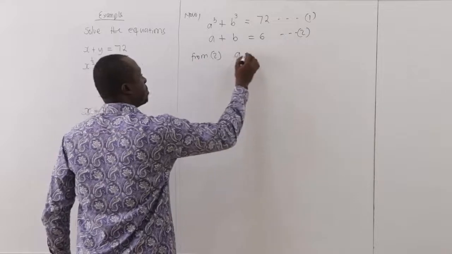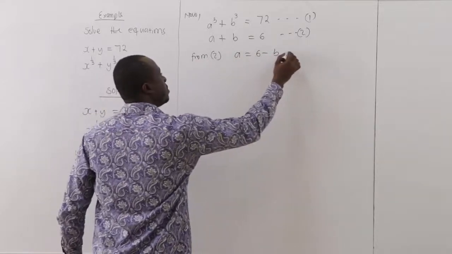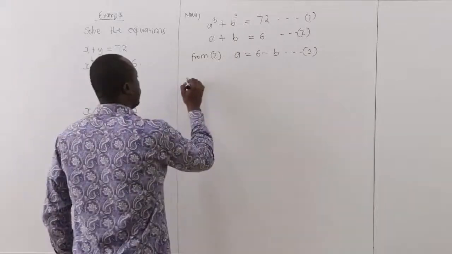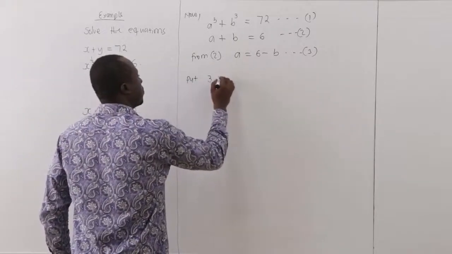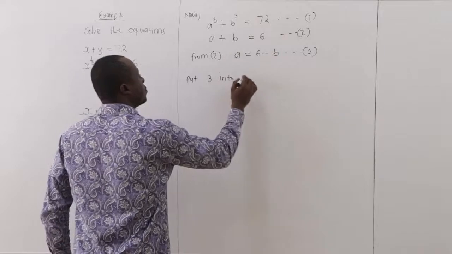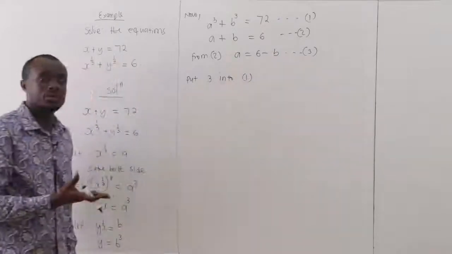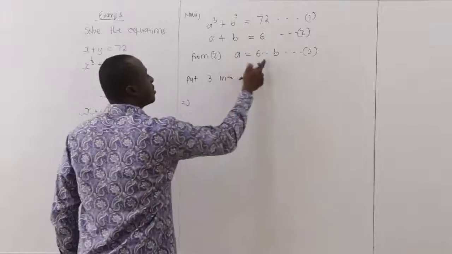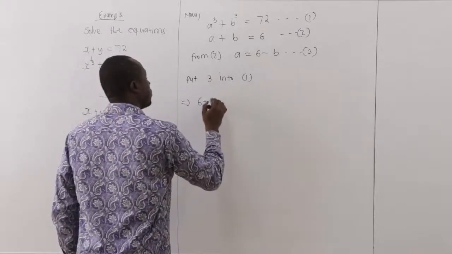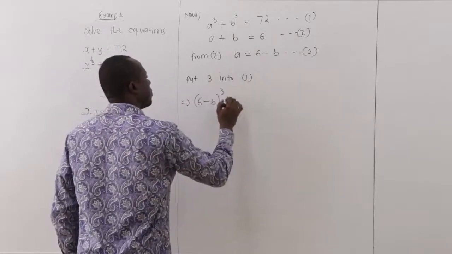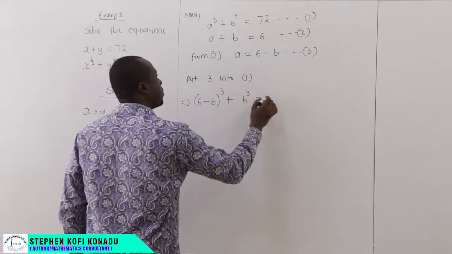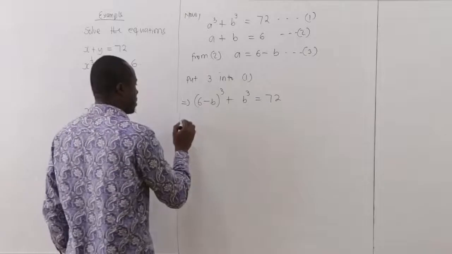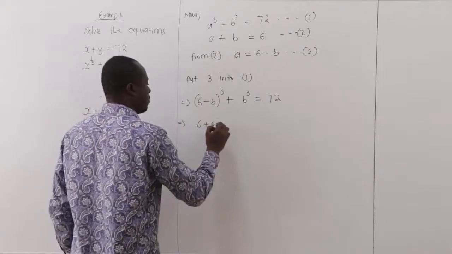Let's make one variable the subject: a is equal to 6 minus b. Let's call this equation 3. Now we put 3 into 1. We have 3 from 2, so we put it into 1. Clearly, what is our a? 6 minus b. So we have (6 minus b) to the power 3 plus b to the power 3 equal to 72.